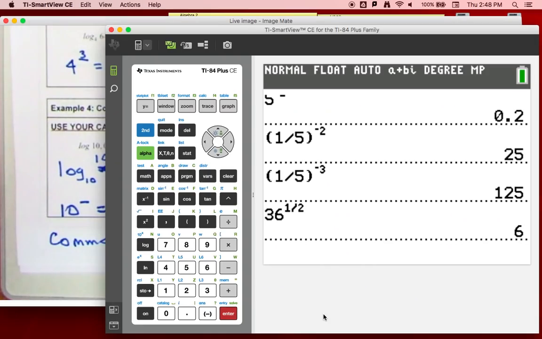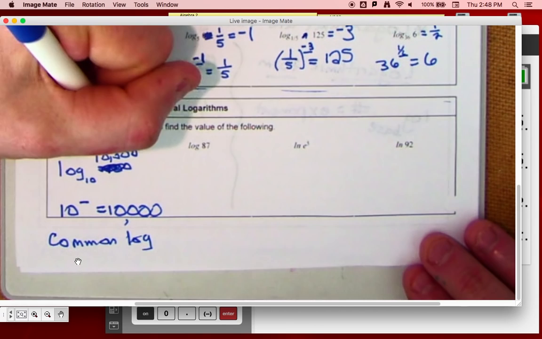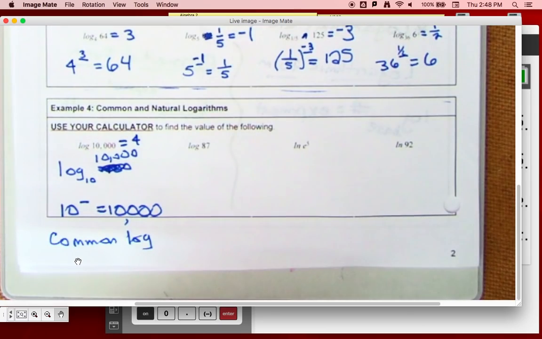We can do it in our calculator. So we type logarithm of 10,000, and let's see what we get. As you can see, we get an answer of 4. So this answer is going to be 4. That's the answer we're looking for. Now the cool thing about the common logarithm is that we can do any number.